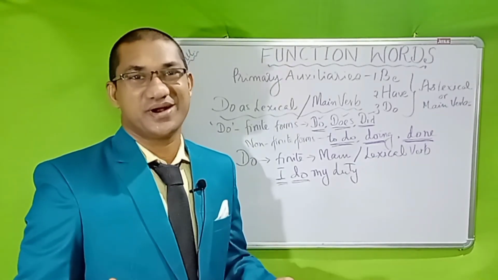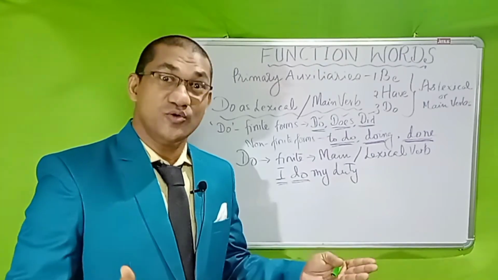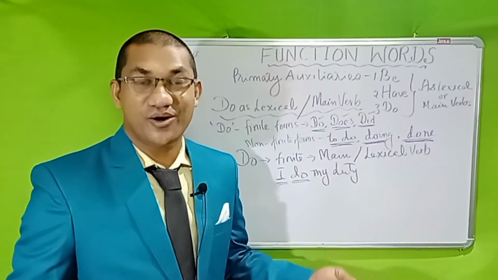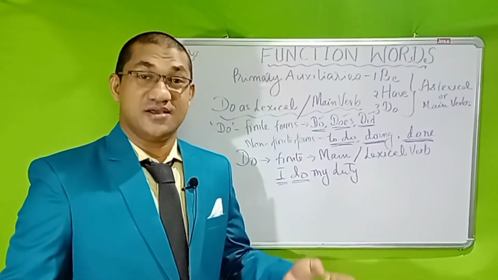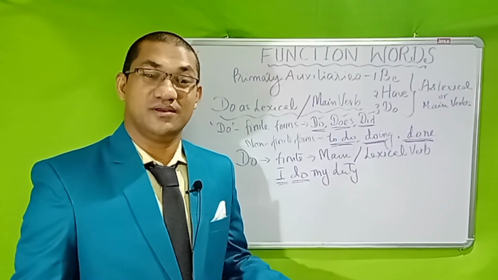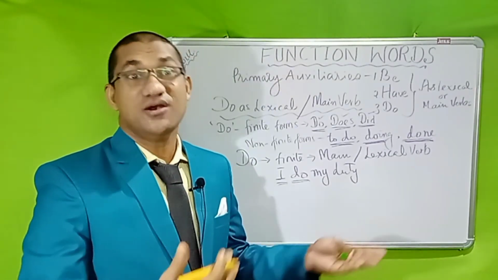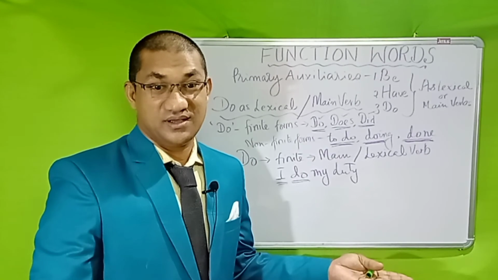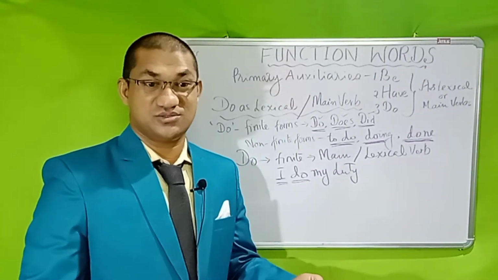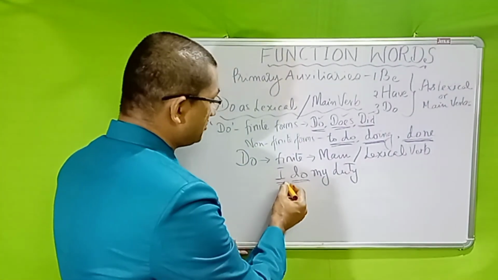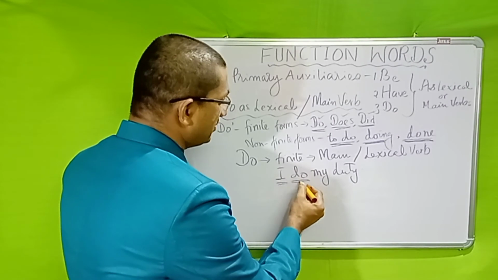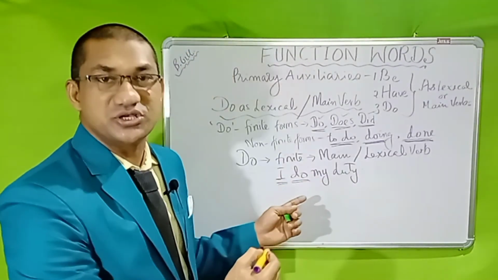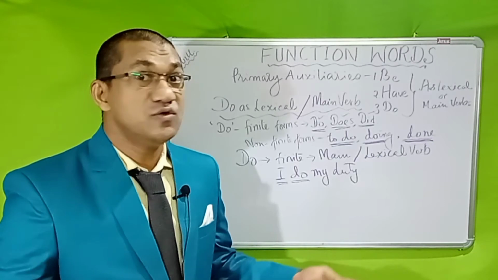I must do my duty. I do my duty. We do our duty. You do your duty. They do their duty. In all this, we can see the subject agreeing with do. I is first person singular, and we say I do my duty.